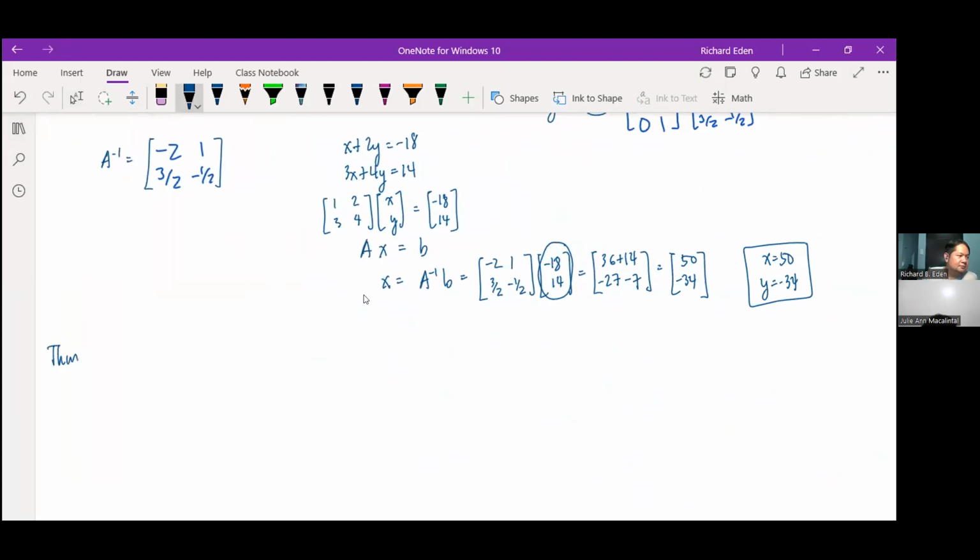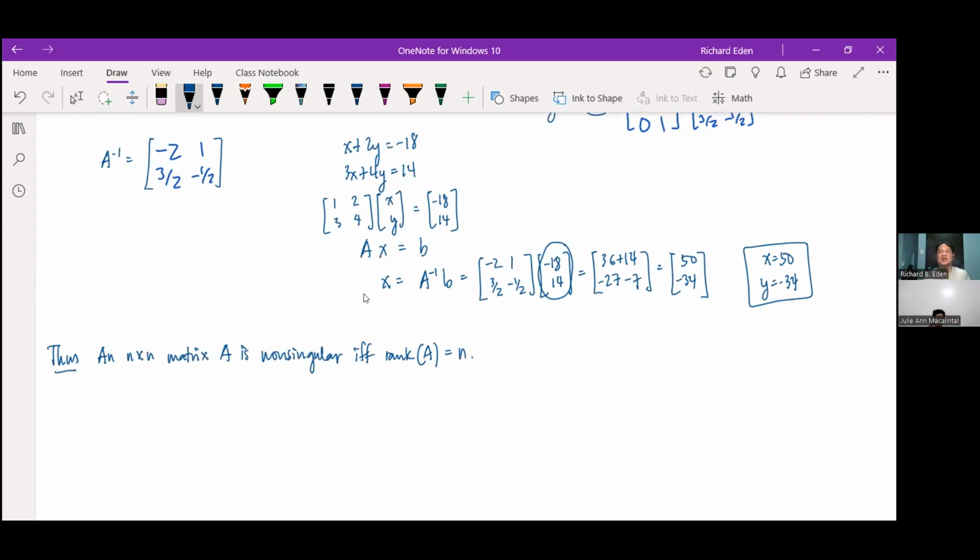Theorem. Okay. An n by n matrix A is non-singular if and only if the rank of A equals n.